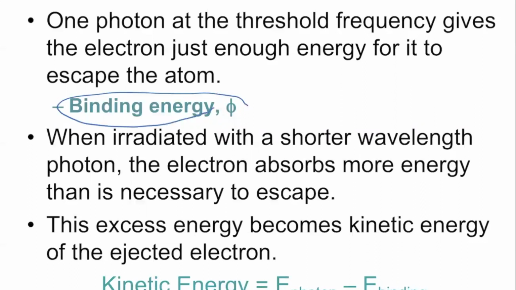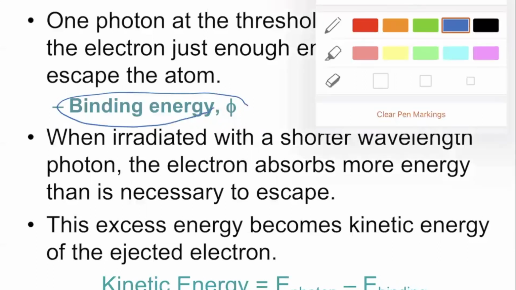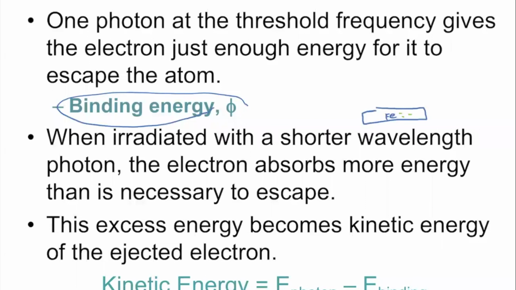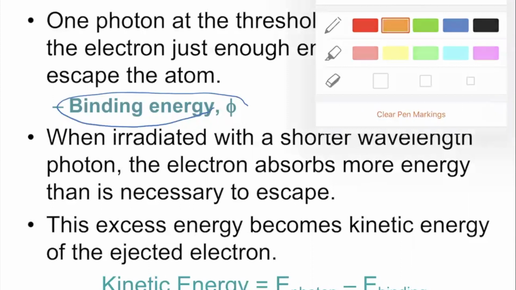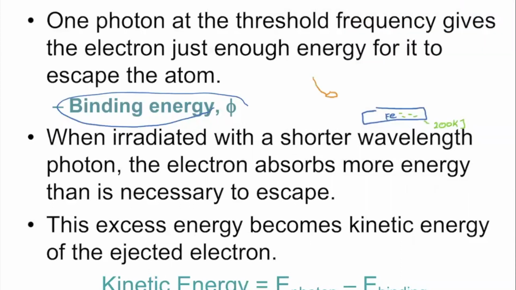So think about it this way. Here's your metal, and we're going to say that this metal is iron, okay? And you have little electrons here. Now, there is an energy that is binding the electron to the metal. So let's say that energy is 200 kilojoules. I'm just making this up. Now, the light that you're shining on this metal has to have enough energy to overcome the binding energy. So if you hit it with 100 kilojoules, it's not going to be enough.